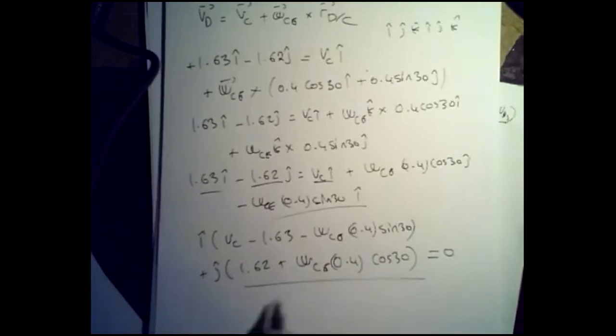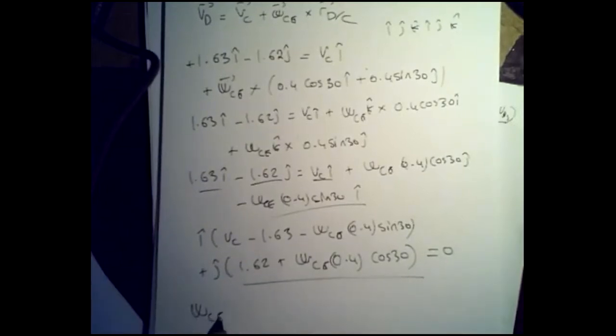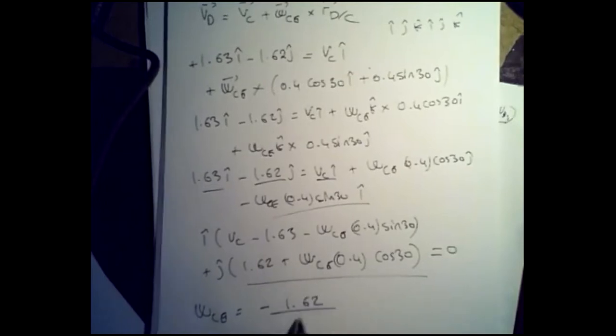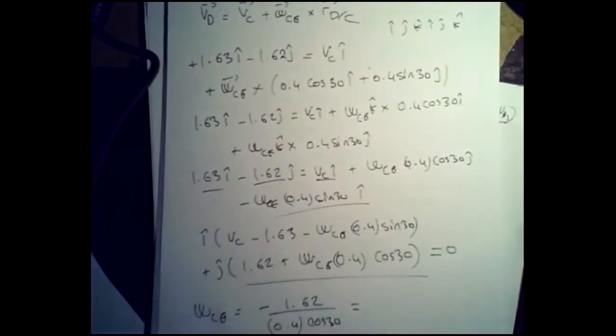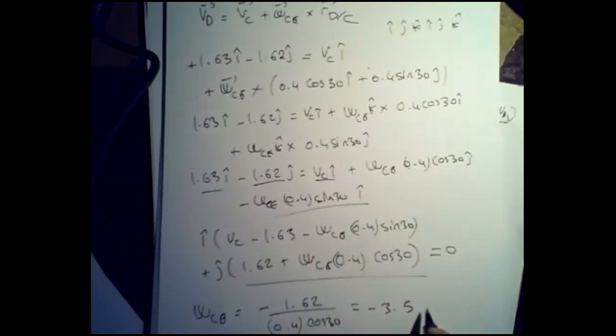So the first thing that we can do, we can solve for omega CE, right? Yes. Omega CE is going to be equal to minus 1.62 divided by 0.4 cosine 30. It gives me minus 3.5. Let me just do it with you. 0.4 cos 30. How much you got? Minus 3.5. Exactly, minus 3.5 radian per second.